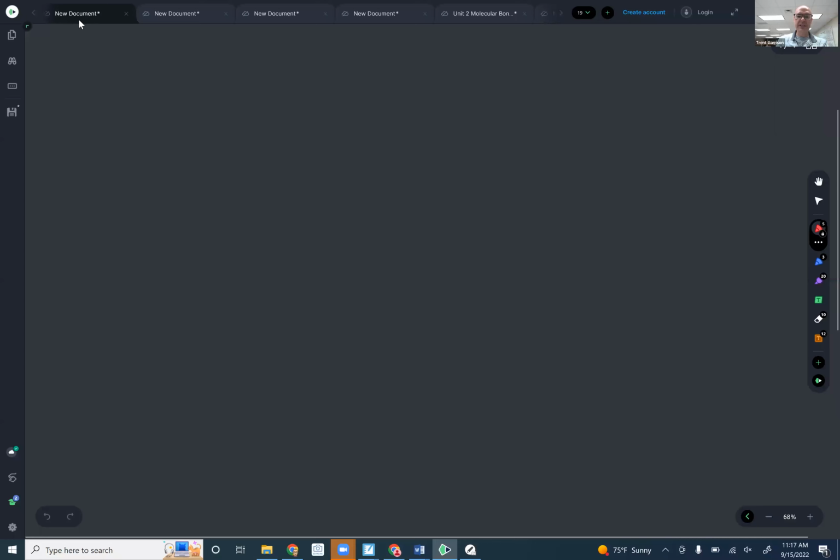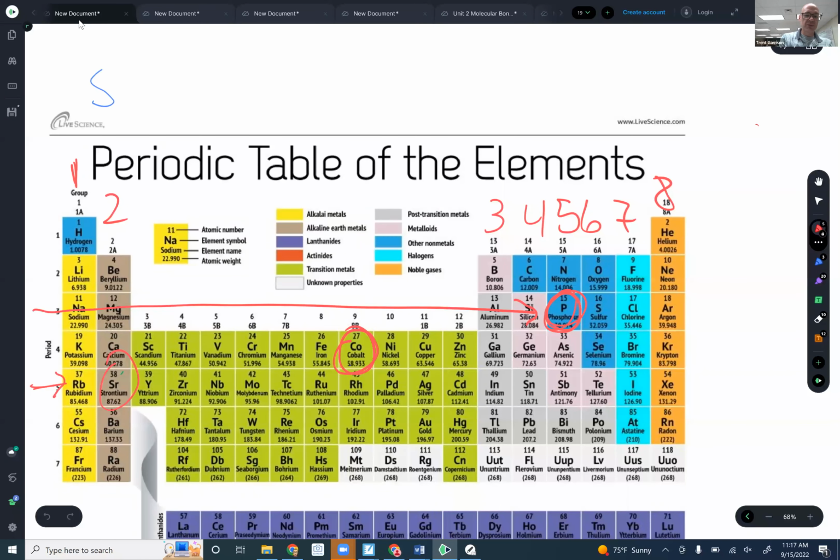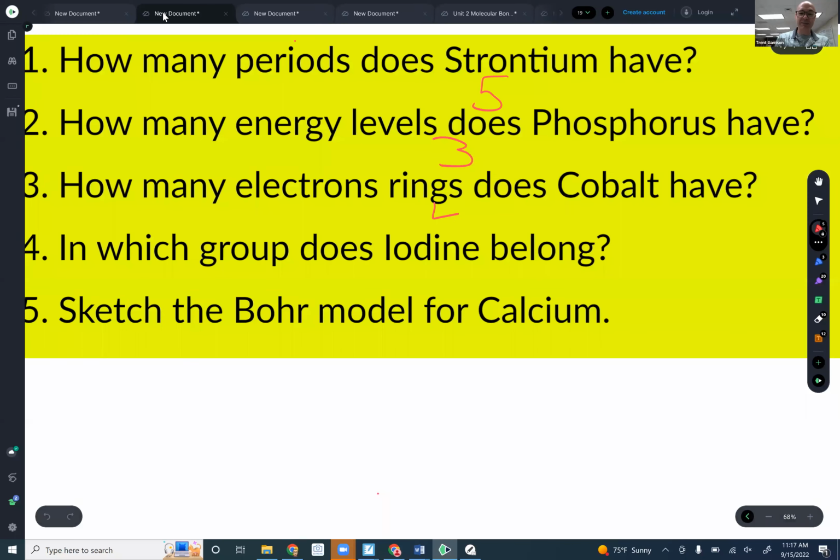How many electron rings does cobalt have? Well, cobalt is here in the middle, and it's on the 4th energy level. It has 4 periods. It's got 4 rings. It's almost like I asked you the same thing with just 4 different terms that I want you to be aware of.